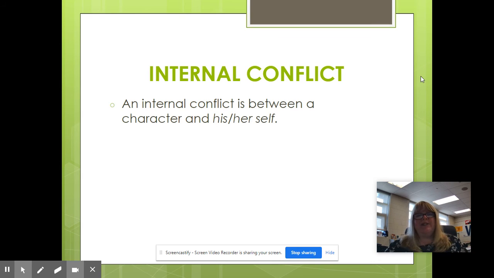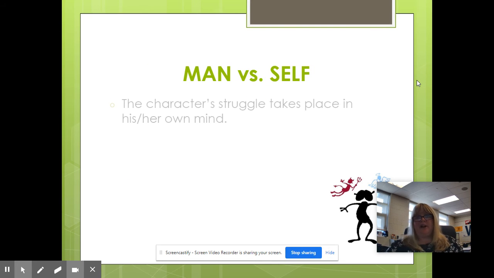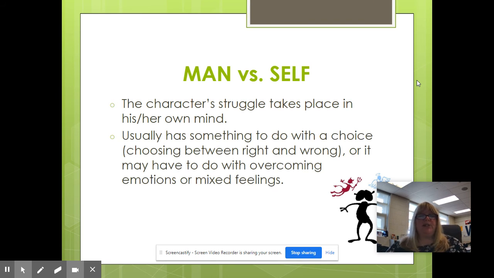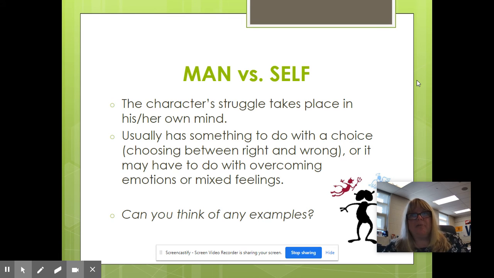Internal conflict. That's when a person, the character, has a conflict within themselves. Man versus self would be the only internal conflict that we have. So to talk about that, the character struggle takes place in his or her own mind. Basically, it has something to do with a choice, choosing between right and wrong, or may have to do with overcoming some emotions or mixed feelings overall. So if you think of the movie Tangled, Rapunzel had a man versus self situation all the time. She was struggling within herself between right and wrong. Should she stay in the tower or should she defy her mother and leave the tower? So that was a struggle she had within herself. That's man versus self.